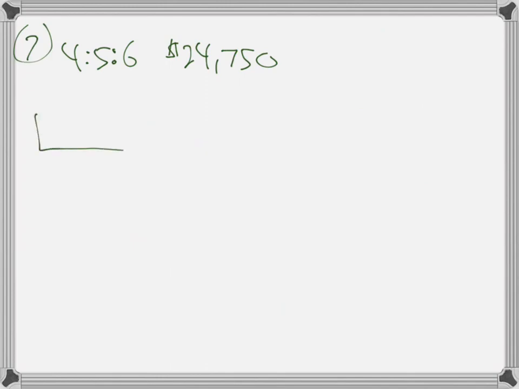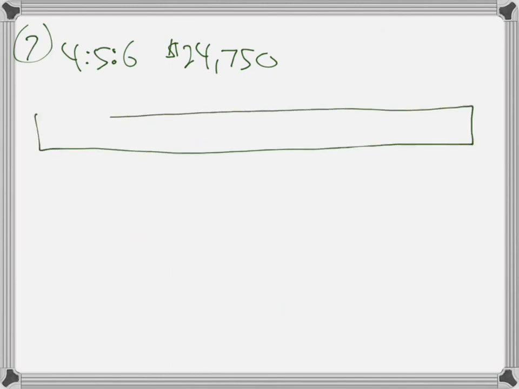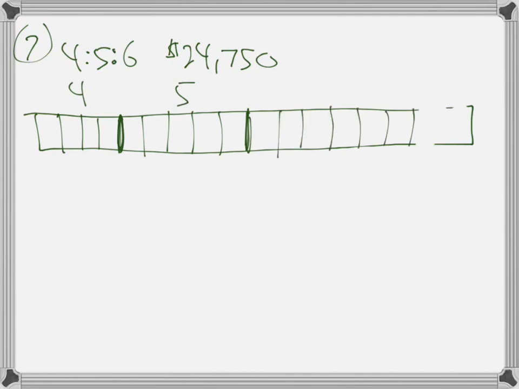You don't have to draw. If you can basically picture the drawing in your head, great, or the idea of what it's doing. But it's basically 4 boxes right there, and then 5. 1, 2, 3, 4, 5 boxes. So 4 boxes here, 5 boxes here, and then 2, 3, 4, 5, 6 boxes right there. And we're going to break up $24,750 among all those boxes. So what do you got to do?